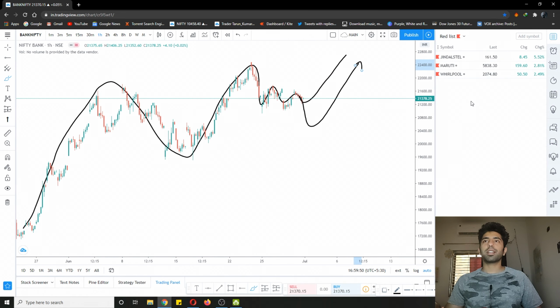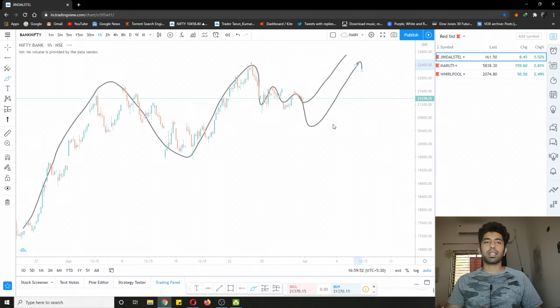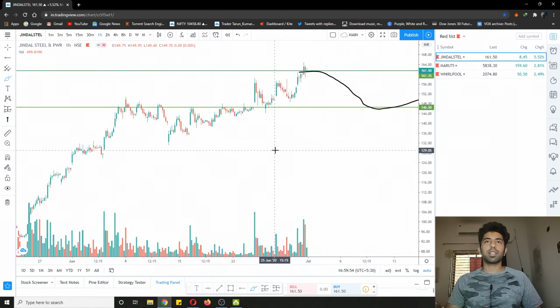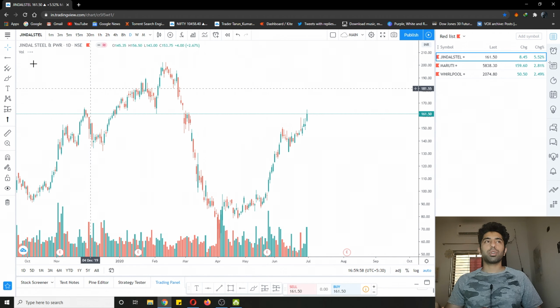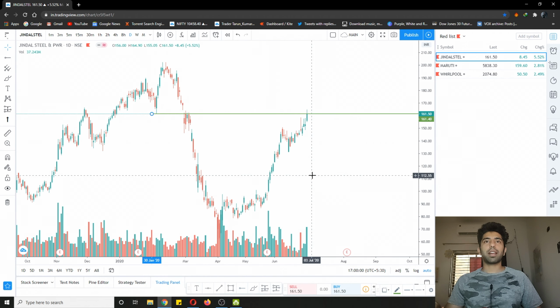Now looking at the shares, we have 3 shares which are giving a breakout today. So Jindal Steel, we will look at Jindal Steel first. Here we are currently at the resistance level, which is at 161.50. Earlier it was a support, now it is a resistance.